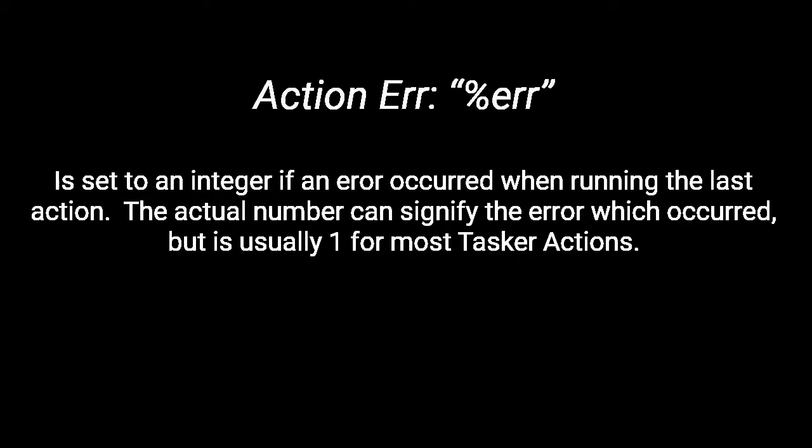The first local built-in variable is action error. Action error is only set to an integer if an error occurred when running the last action. Typically it's 1, and if there is not an error, the variable is not set.